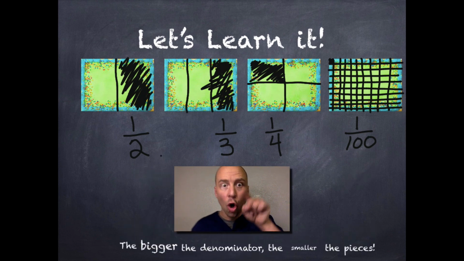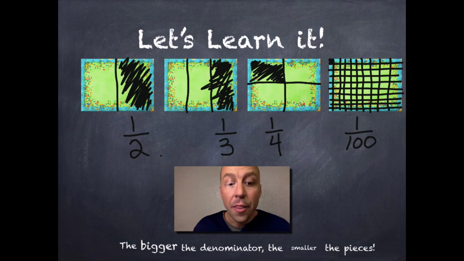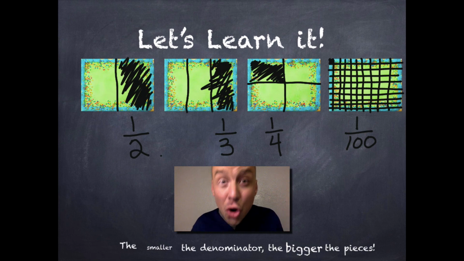Here's an important rule, and one you have to remember. Write this one down. The bigger, the larger, the greater the denominator, the smaller, the tinier, the less the piece is. Okay, the pieces of that fraction are smaller if the denominator is bigger. The opposite is also true.